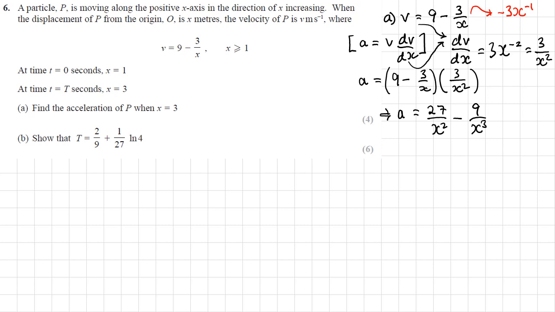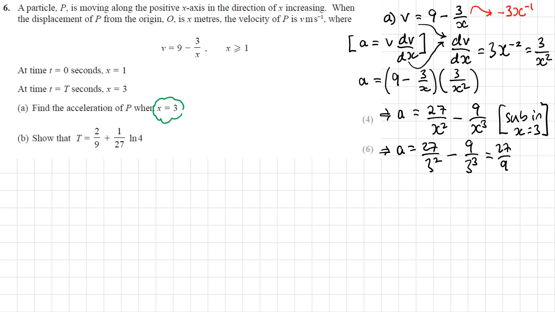Now the question says when x is equal to 3, so I now sub in x is equal to 3, and if I do that, what I'll get is a is equal to 27 over 3 squared minus 9 over 3 cubed. That becomes 27 over 9 minus 9 over 27, and that's equal to 8 over 3 meters per second squared.